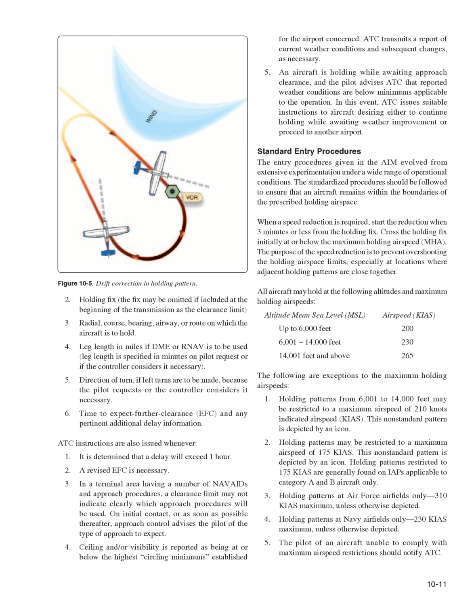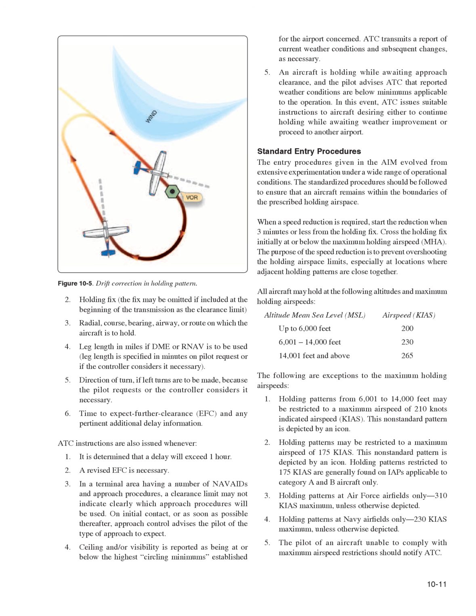On initial contact, or as soon as possible thereafter, approach control advises the pilot of the type of approach to expect. 4. Ceiling and/or visibility is reported as being at or below the highest circling minimums established for the airport concerned. ATC transmits a report of current weather conditions and subsequent changes, as necessary. 5. An aircraft is holding while awaiting approach clearance, and the pilot advises ATC that reported weather conditions are below minimums applicable to the operation. In this event, ATC issues suitable instructions to aircraft desiring either to continue holding while awaiting weather improvement or proceed to another airport.